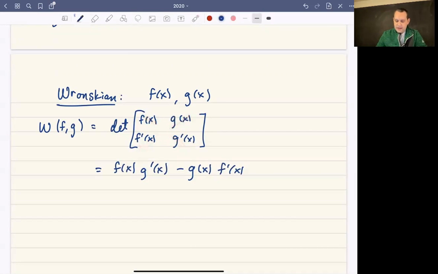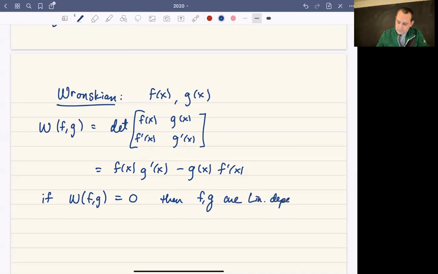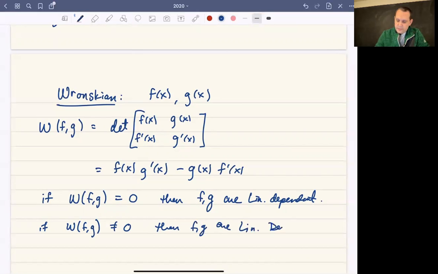And it turns out that if the Wronskian is 0, then f and g are linearly dependent. Conversely, if the Wronskian is non-zero, then f and g are linearly independent.